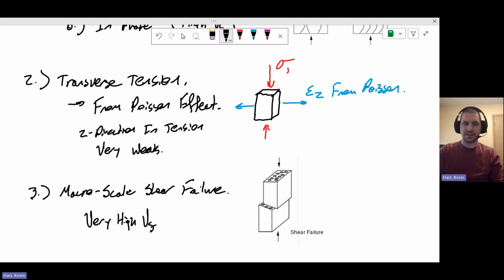So those are the three ways in which it can occur. Let's go ahead and look at the math associated with these three different methodologies, and we'll start with the microbuckling.